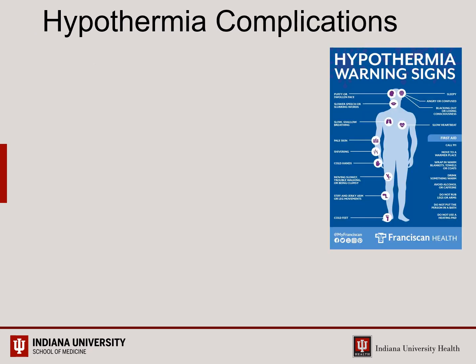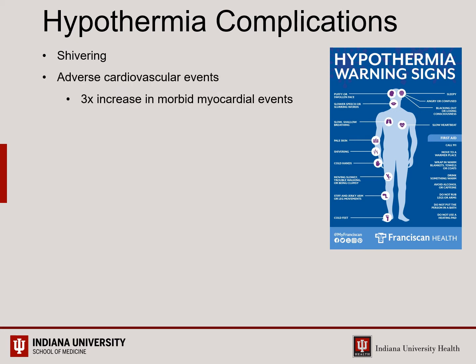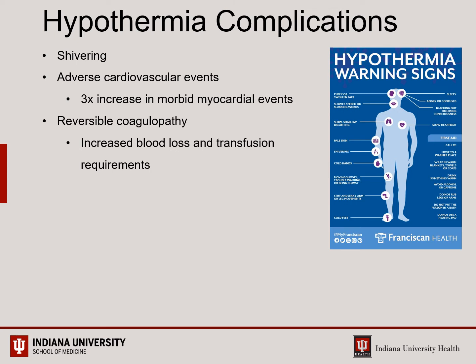So some of the complications of hypothermia include shivering, which is important to note is not always from hypothermia. It can be due to pre-existing pathology, pain, or drugs. Adverse cardiovascular events such as arrhythmia or ischemia, with a 3 times increase in morbid myocardial events. Reversible coagulopathies with increased blood loss and transfusion requirements. Impaired immune function and wound healing with increased incidence of wound infection.